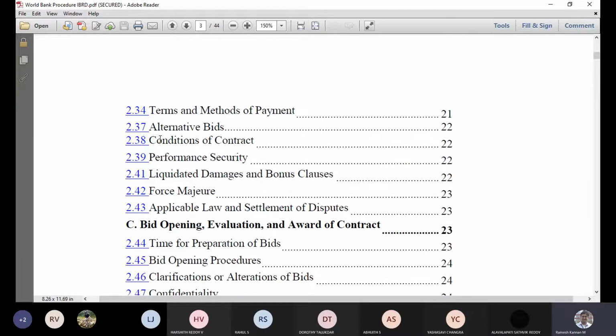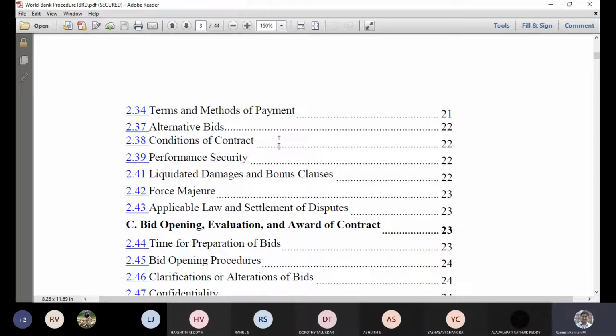Then all these terms of payments and alternative bidding and conditions of contract. This is a very important thing called conditions of contract. Even in invitation for bid, we talked about some special conditions of contract and performance security, and we also talked about liquidated damages and so on, right? And we also talked about force majeure in a different sense. We call that an act of God or unexpected event.